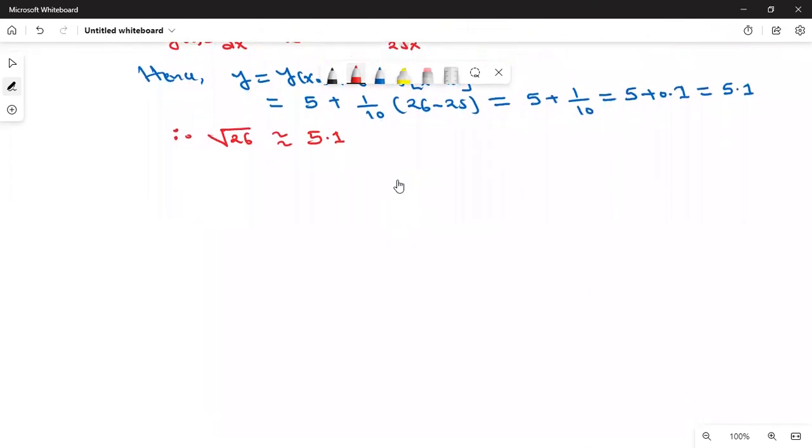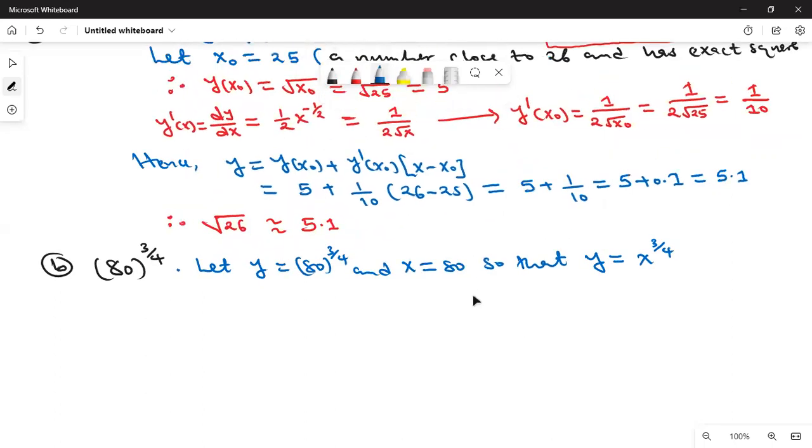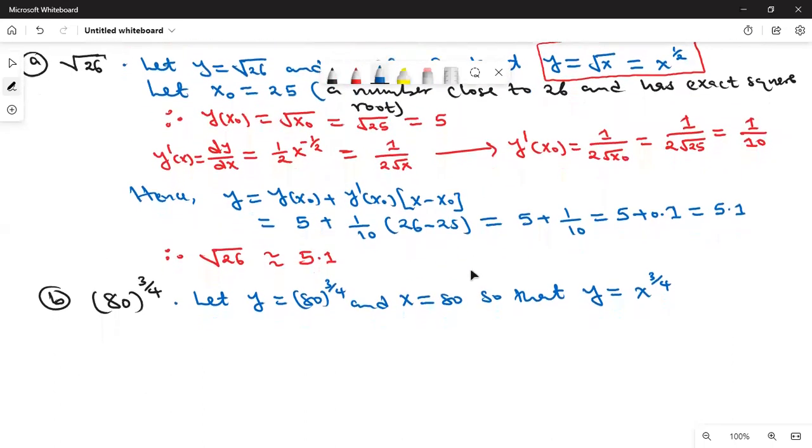Another one, let's see how to work out this. For B, we need to work out 80 raised to 3 over 4. What is the value? So again, as usual, we say let y be equal to 80 raised to 3 over 4, and let x be equal to 80, so that y will be equal to x raised to 3 over 4. So now we know y as a function of x.